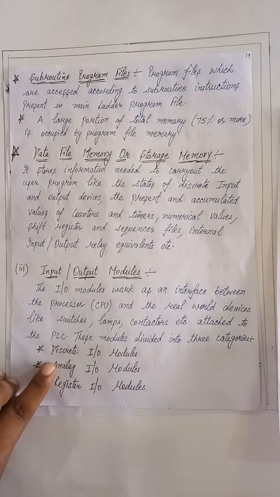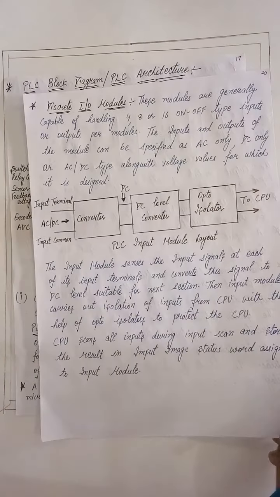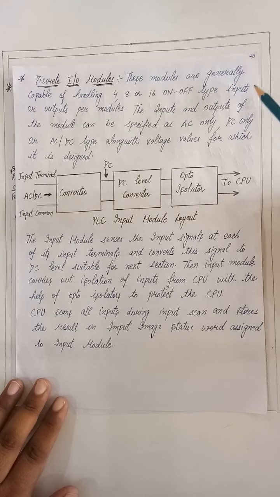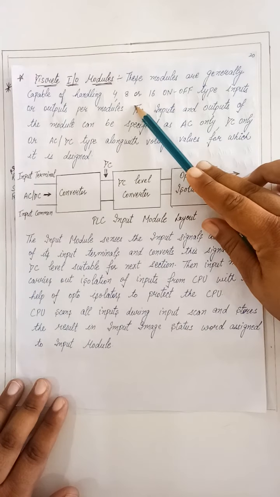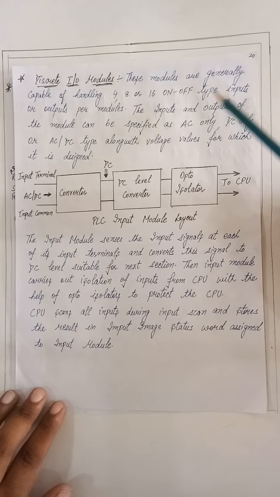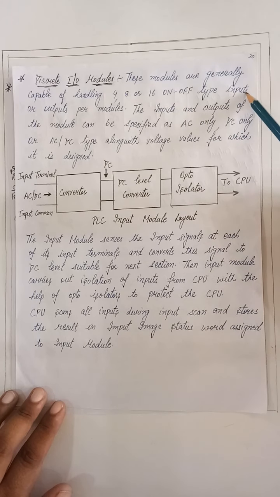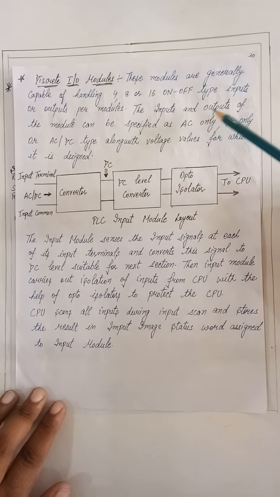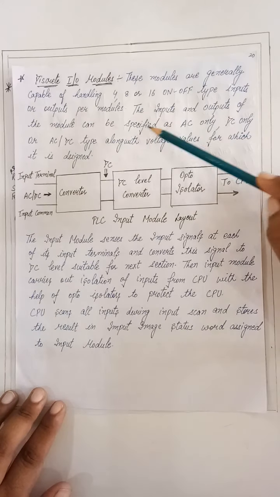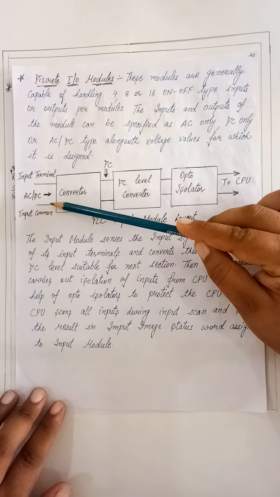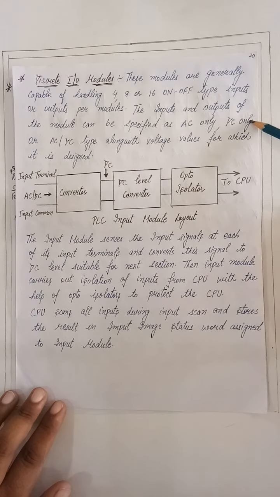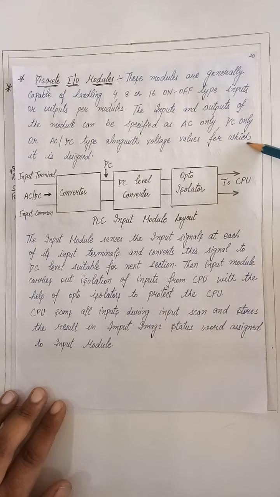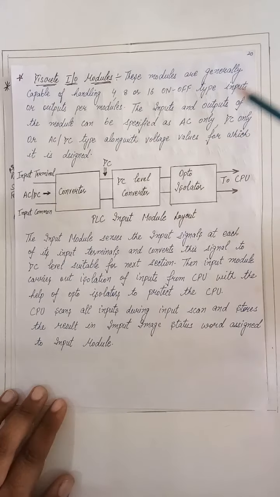First we will discuss discrete input-output modules. These modules are generally capable of handling 4, 8 or 16 on-off type inputs or outputs per module. The inputs and outputs of the modules can be specified as AC only, DC only or AC and DC type, along with voltage values for which it is designed.